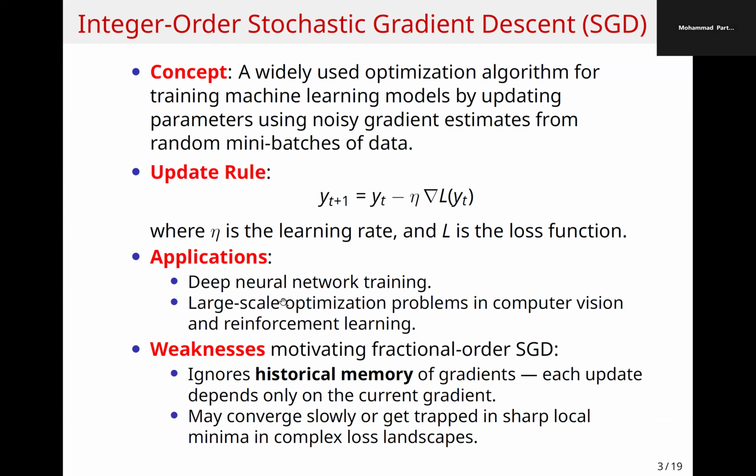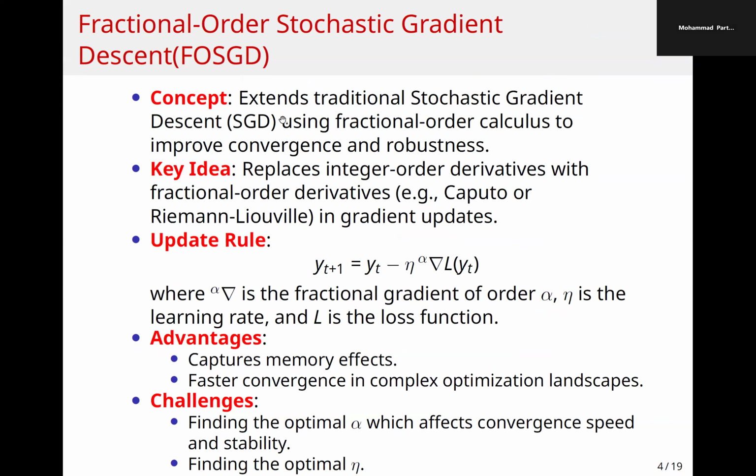Motivated by this fact, we introduce a new type of stochastic gradient descent method, which is called fractional order stochastic gradient descent. In fact, it extends traditional SGD by using fractional order calculus to improve convergence and robustness. The key idea here is that we replace the integer order derivative by the fractional order derivative.